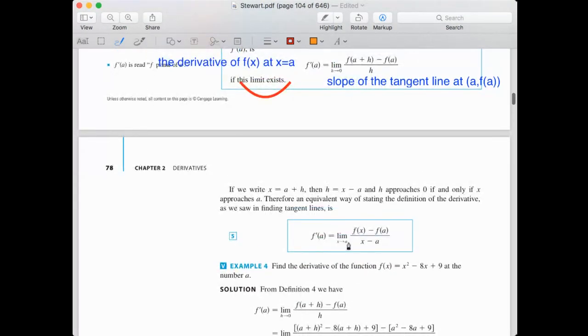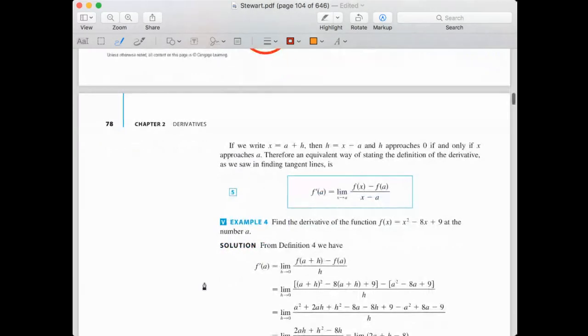One is x approaches a, one is h approaches 0. One is seeing the difference of those 2 points approaching 0. This one is seeing one point approaching the other point, but they mean exactly the same thing, just a different way of writing it.